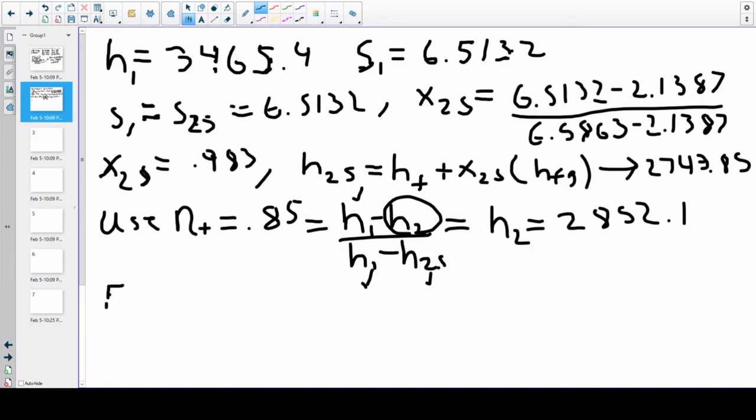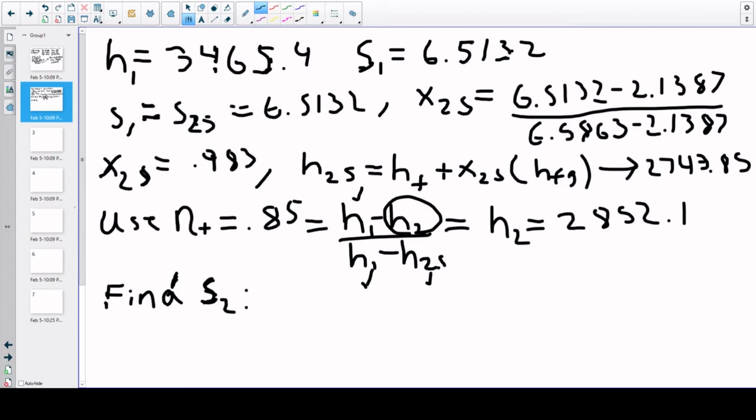We have to find S2. And so with S2, because we know that through the next turbine, S2 is equal to S3s, through the second stage of the turbine, the low pressure, we have to find S2 for that. Because if we can't find S2, we don't know where to base our numbers.